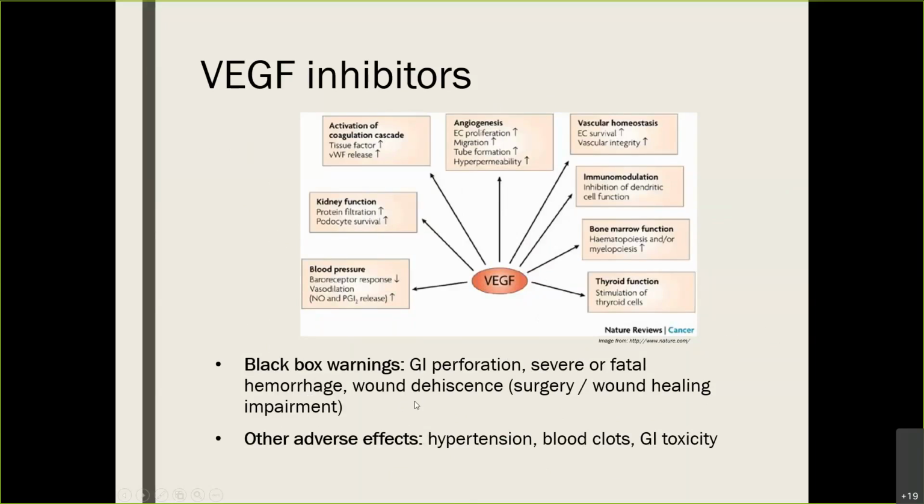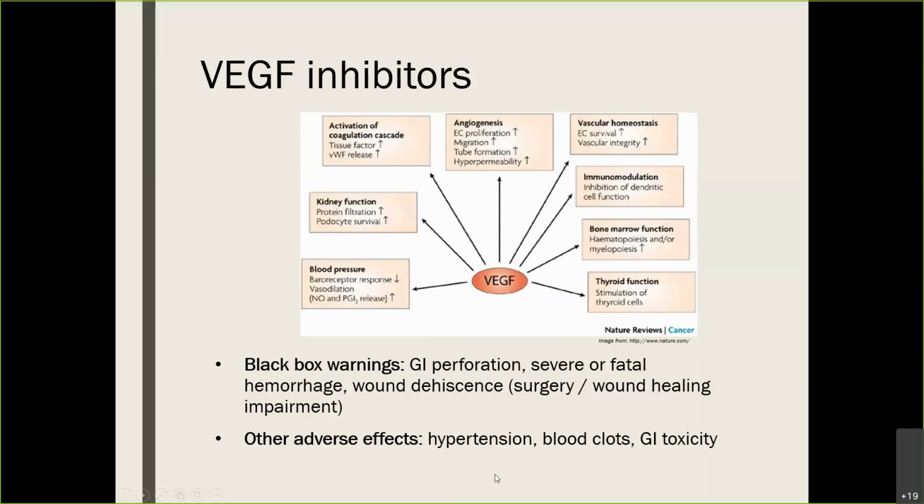We have black box warnings for GI perforation, so these agents should not be given around procedures, up to 28 days out from procedures. We have lots of concern for severe or fatal hemorrhage because you are affecting these angiogenesis and the microvascular spaces. And you also have issues with wound dehiscence. So again, with procedures and things like that, you need to be very cautious.